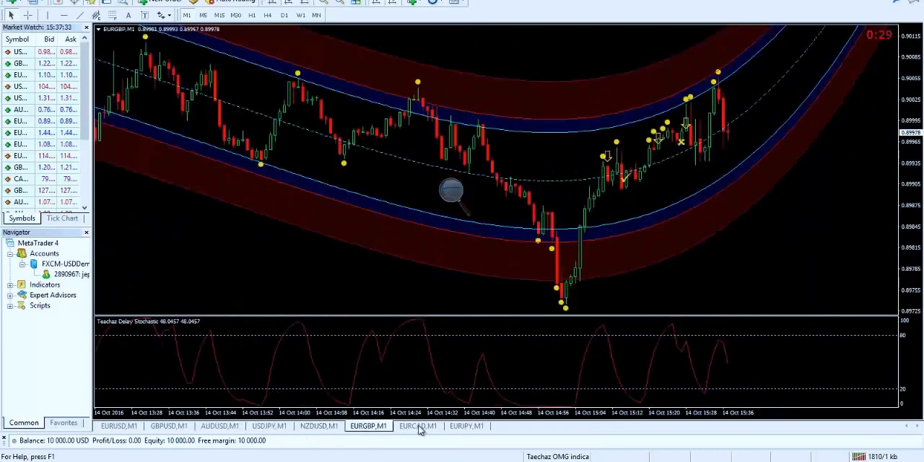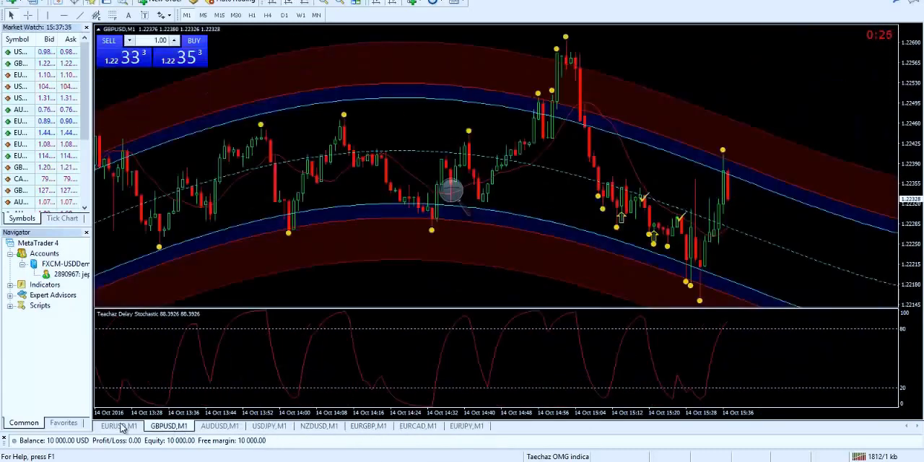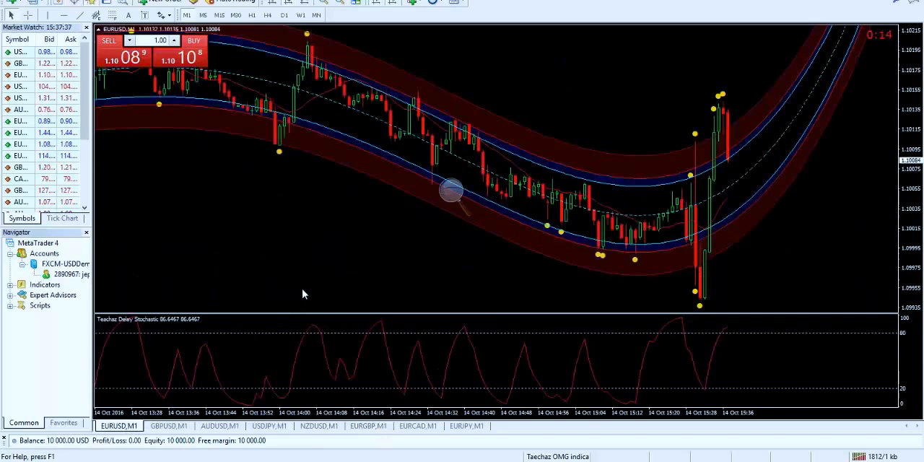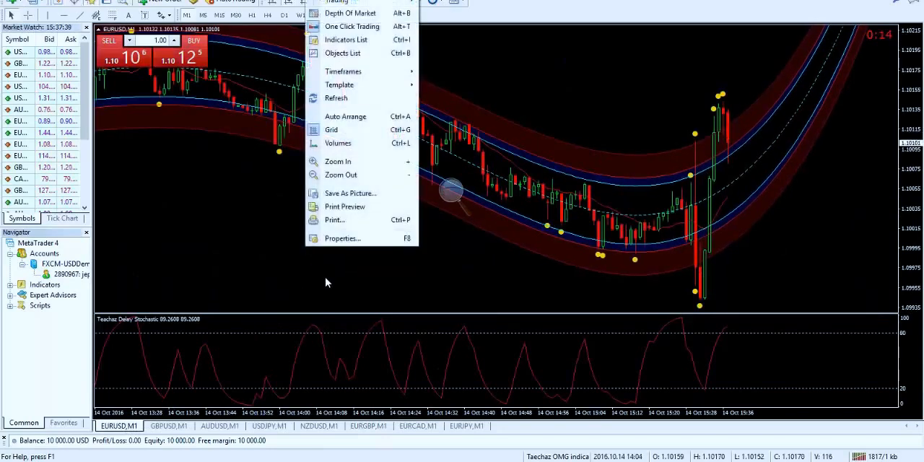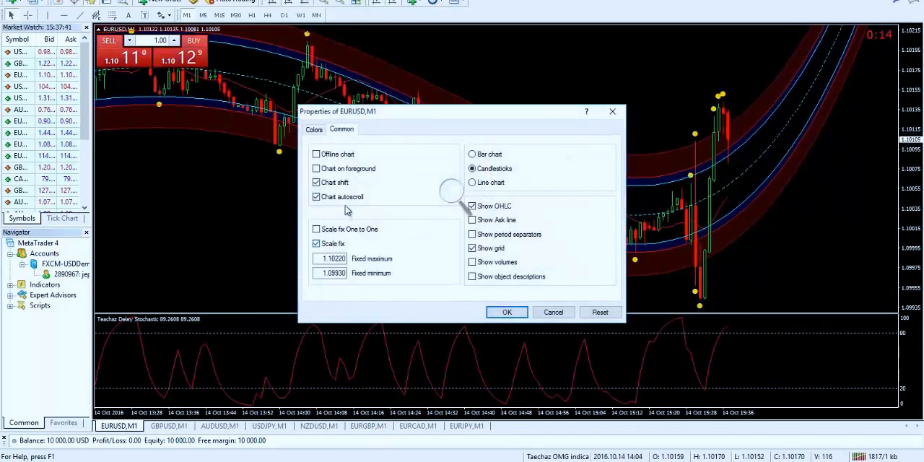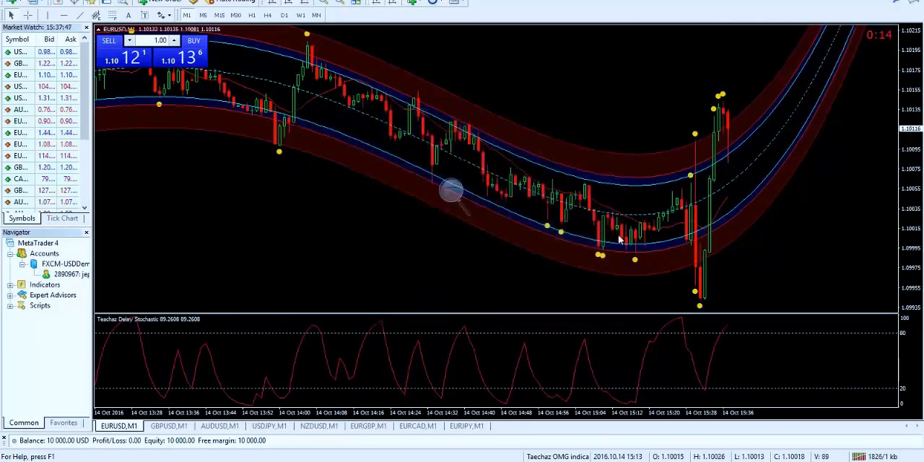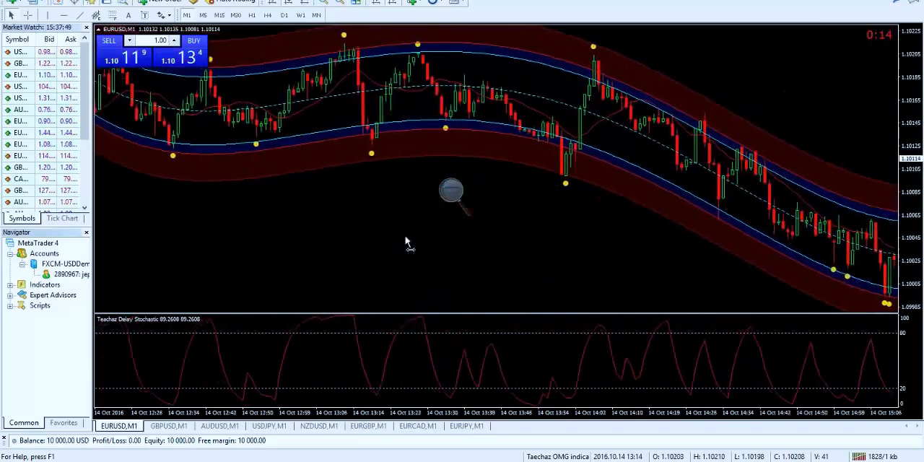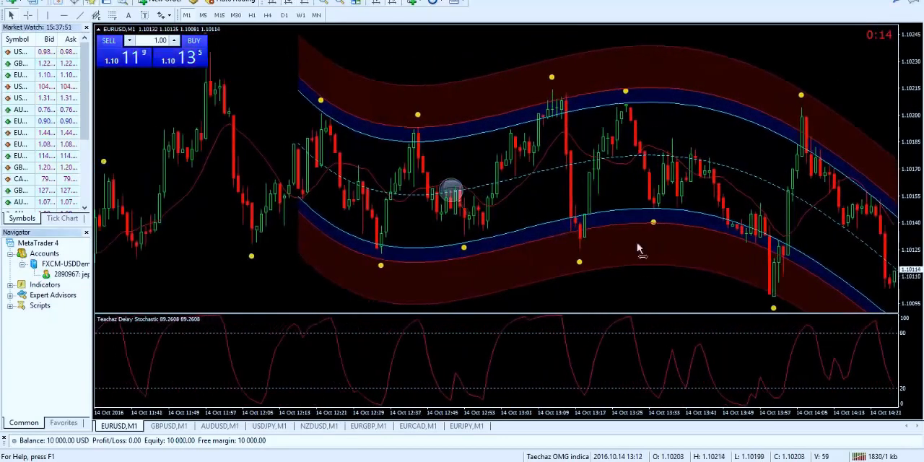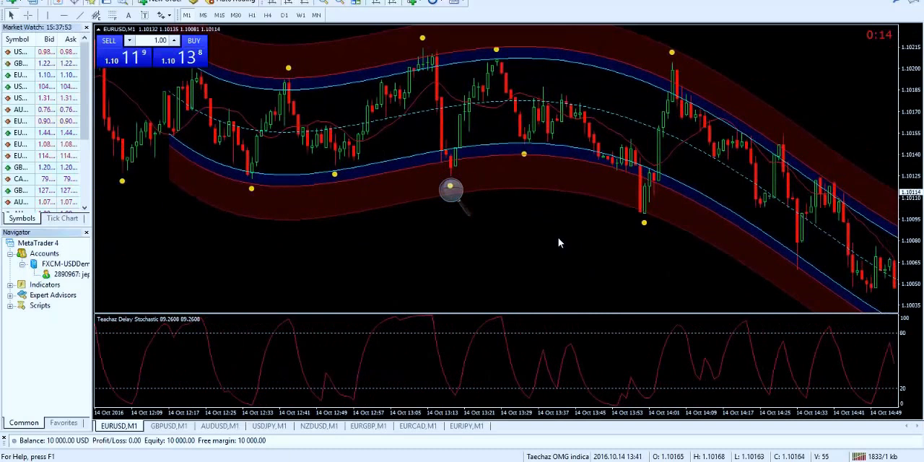Let me just go with the Euro USD. I'm going to remove the auto scroll so that I can show you from the beginning. This is back there. So I just want to go through this chart with you guys.